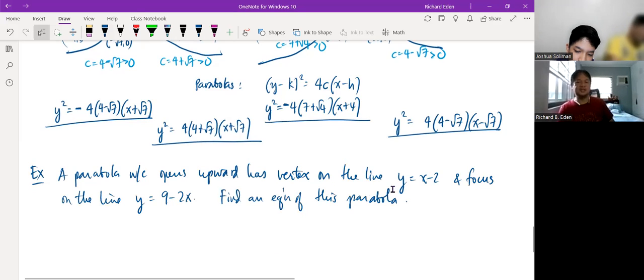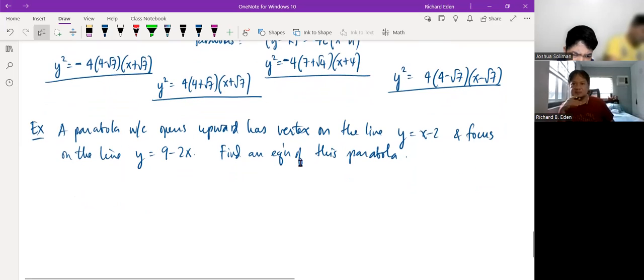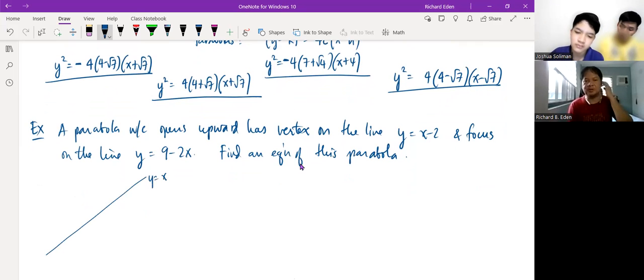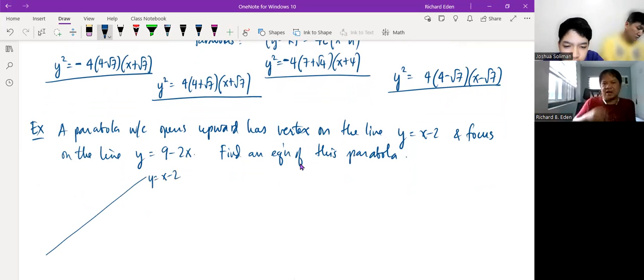All right, well, at least we know it opens upward. So that means it's an x part that's going to be squared. Tapos, the vertex is on the line y equals x minus 2. So I know that that's an increasing line, y equals x minus 2, positive slope. And then we have another line, y equals 9 minus 2x, negative slope, kasi negative 2.